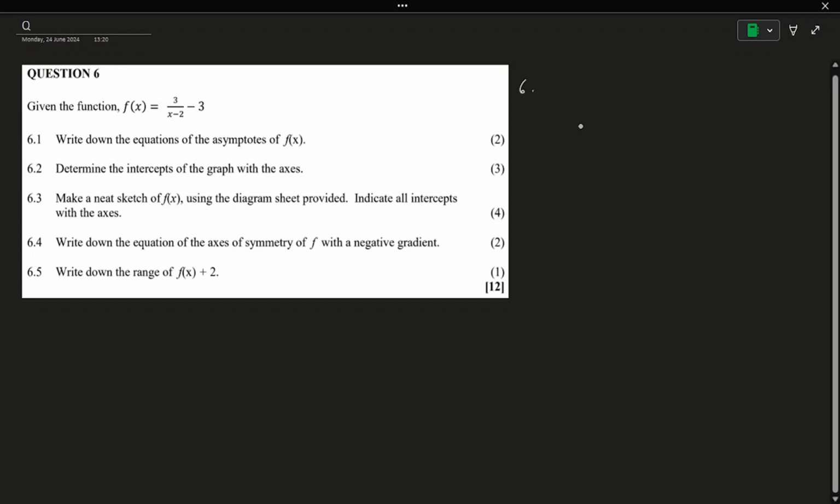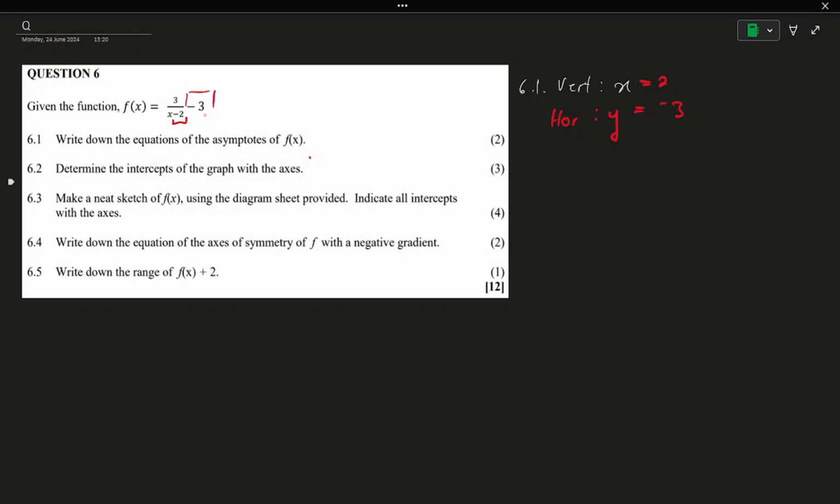So 6.1, for the vertical asymptote, we know that it is represented by x, and to get the vertical asymptote, we know that it is the additive inverse of p, and p in this case is minus 2. The additive inverse of minus 2 is 2. So in other words, the vertical asymptote is positive 2. And the horizontal asymptote is represented by y, and it is equal to q. And q in this case is minus 3.